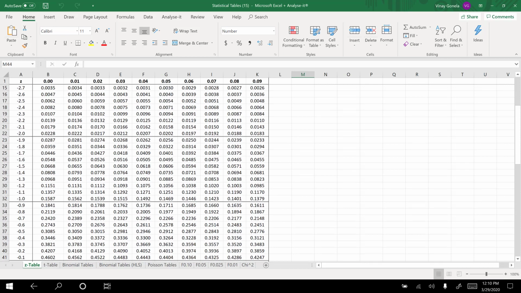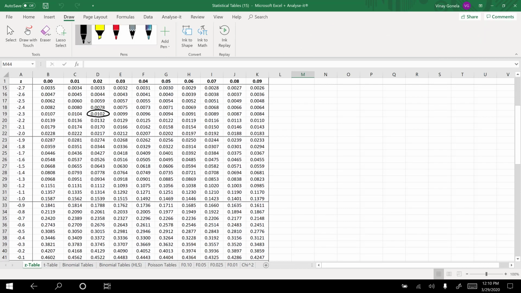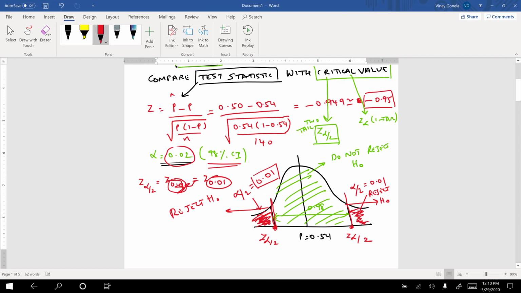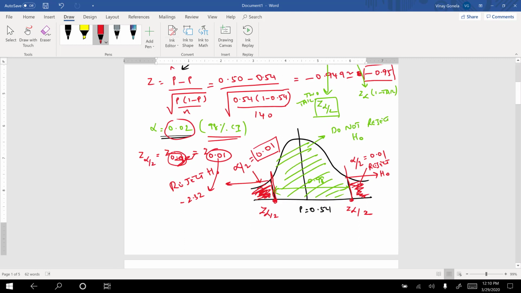So that is somewhere here or here. So it is negative 2.32 or negative 2.33, whichever you want. I will take negative 2.32. So the Z value here, this one, is negative 2.32.